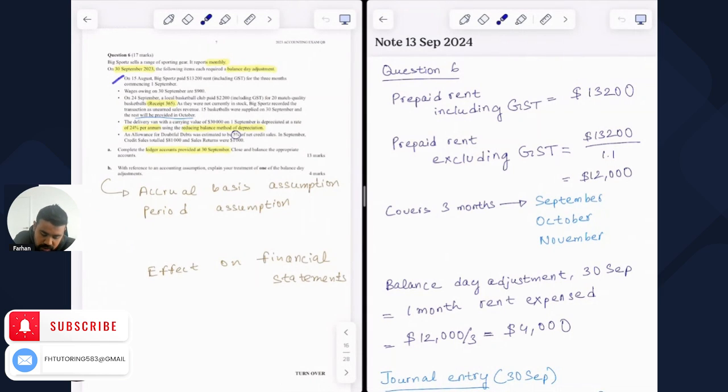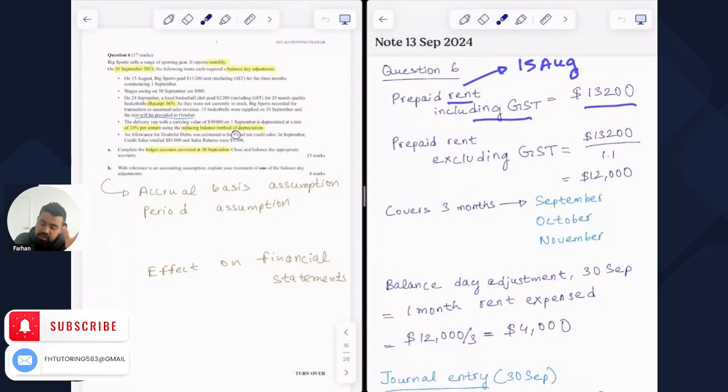On 15 August, Big Sports paid $30,200 rent, including GST, for the 3 months commencing 1 September. So the prepaid rent, including GST, is $30,200. Why do we call it prepaid rent though? We call it prepaid rent because we have paid this rent on 15th of August, and this rent is supposed to be expensed starting September 1.